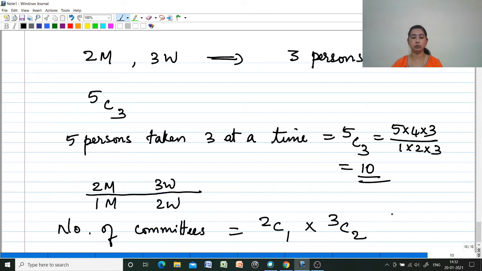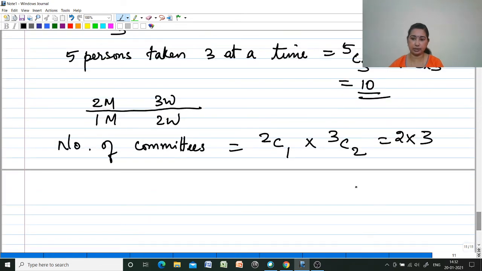Can be done in 2C1 into 3C2 different ways, and that is equal to what is 2C1? 2C1 is equal to 2 itself. Then what is 3C2? 3C2 is the same as 3C1. 3C1 is 3. NC1 is equal to N. So the answer will be 6. Number of committees is equal to 6.